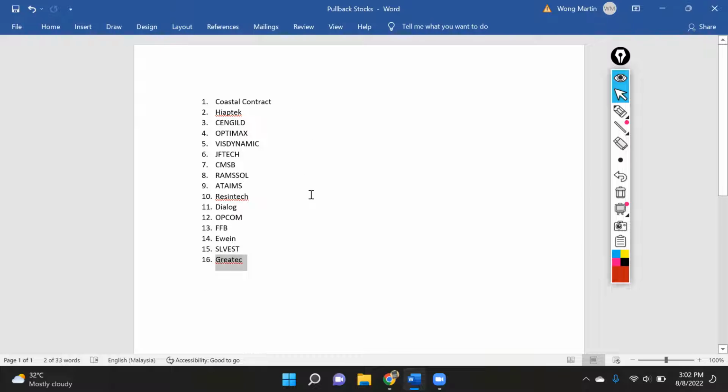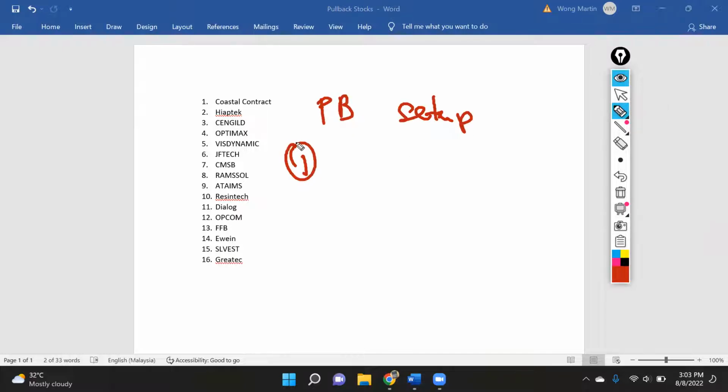Okay, all these stocks are having pullback setups. Just let me write it down over here. All these stocks actually have very nice pullback setups. And I'm just using one method to look for it. So again, first of all, we look for the 18LC screener. We go for the 18LC.